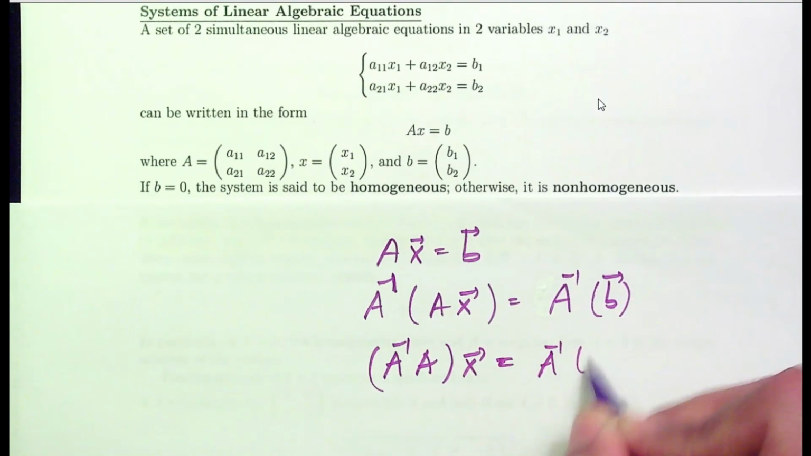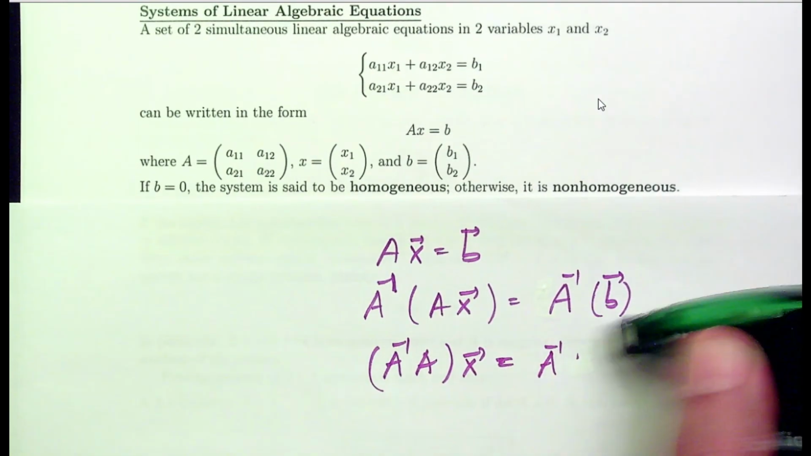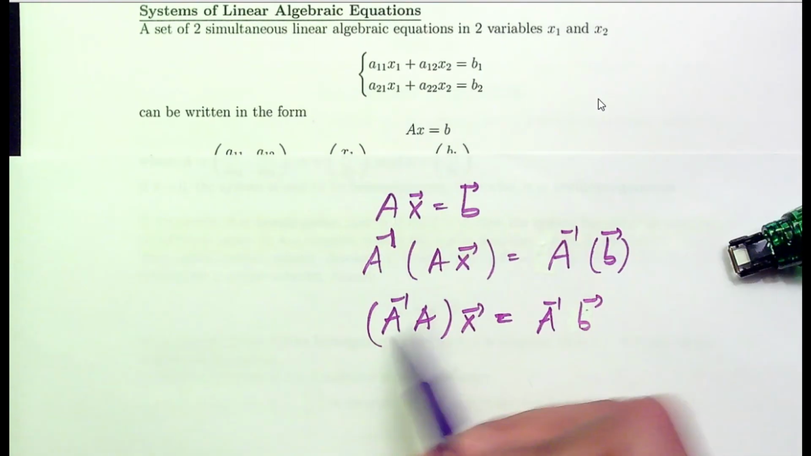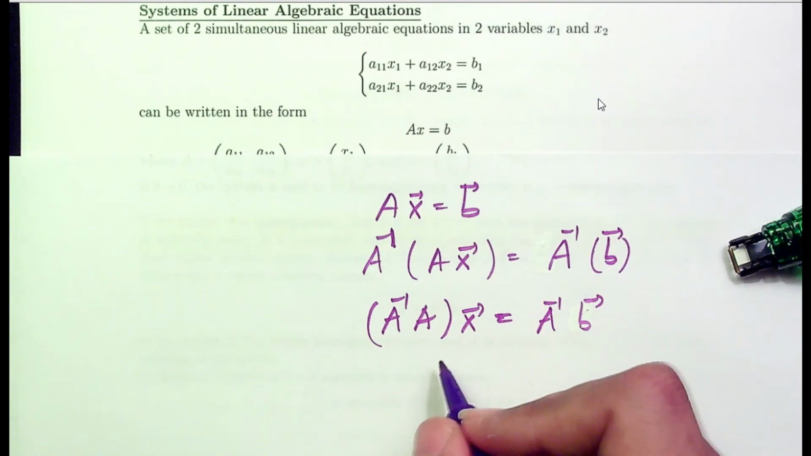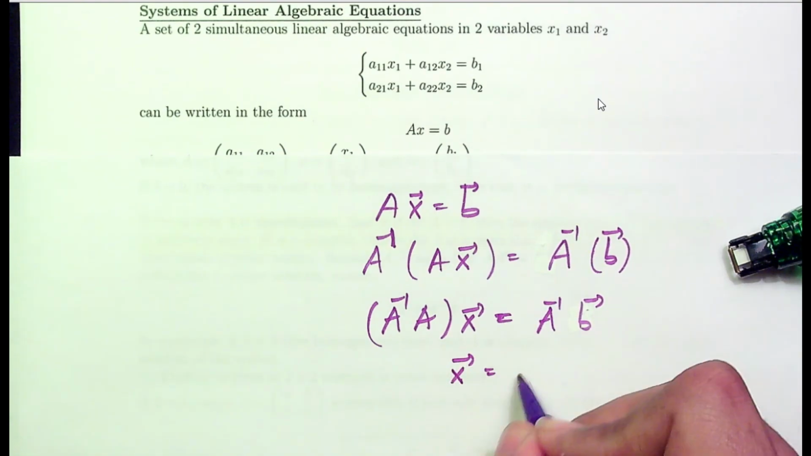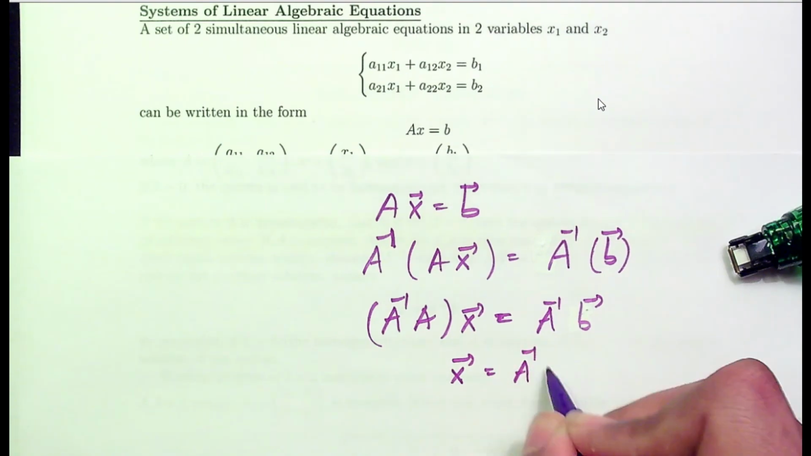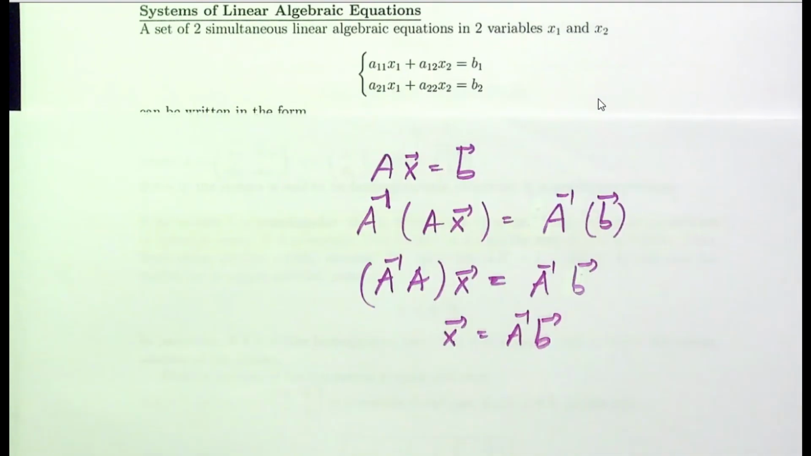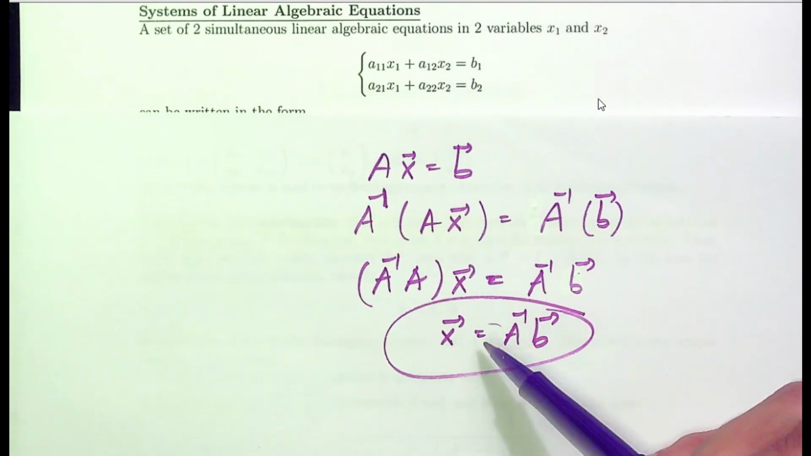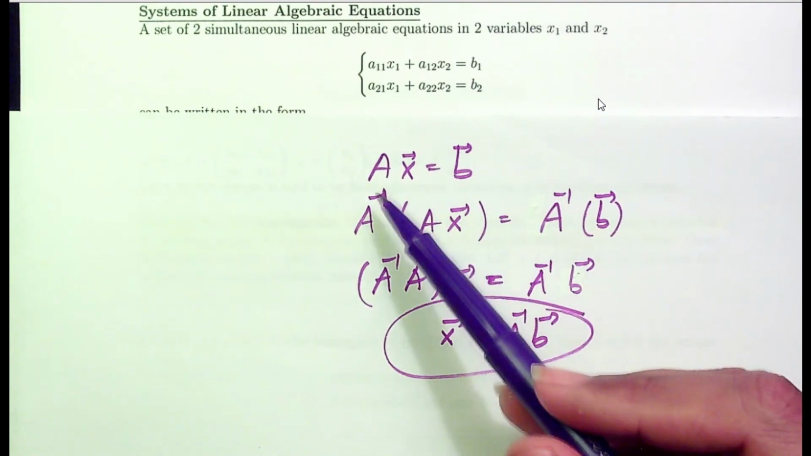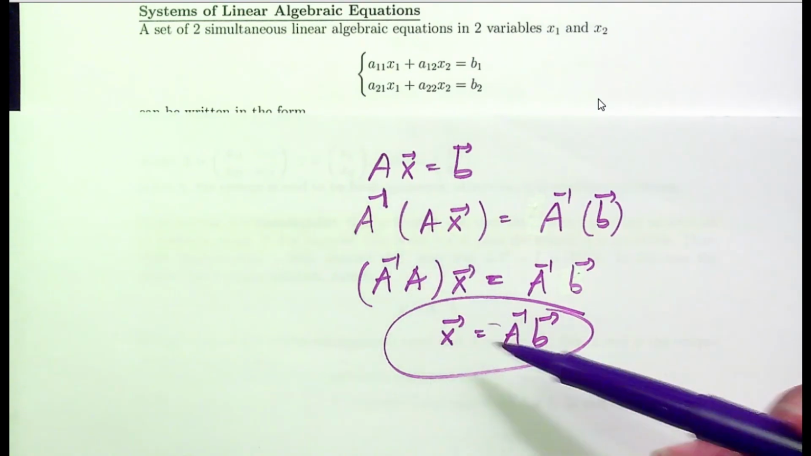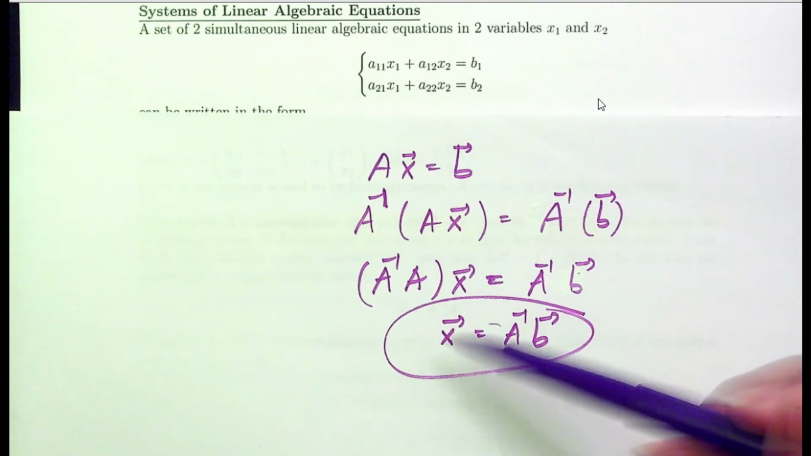By associativity, you can move parentheses around. Then these two give me the identity matrix, and the identity matrix doesn't do anything. So you get x arrow equals A to the negative 1, b arrow. So that means you find your x. This is the solution of the system. So if the matrix is invertible, meaning that the determinant is not 0, then this is the solution. You have a formula for the solution of the system.